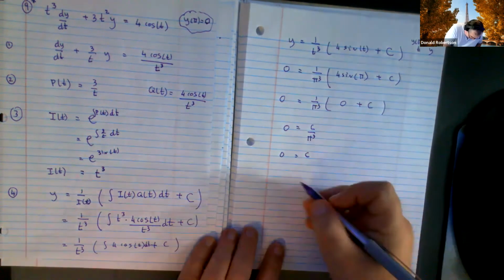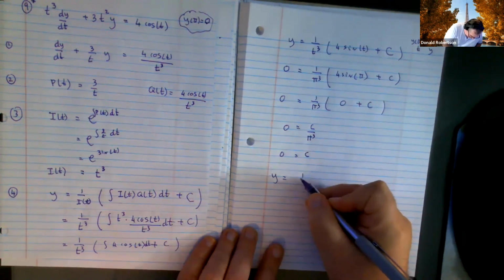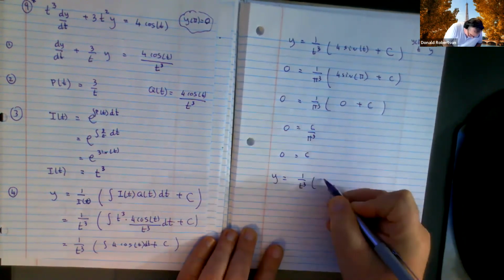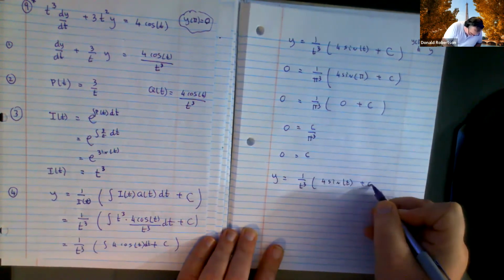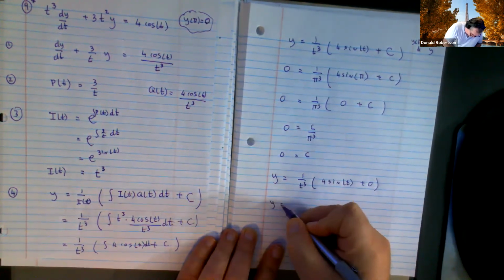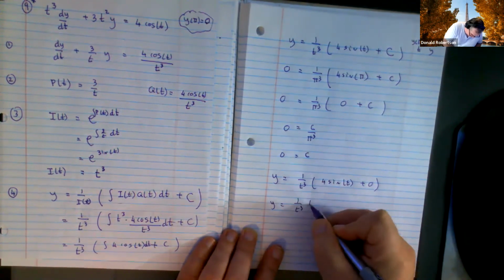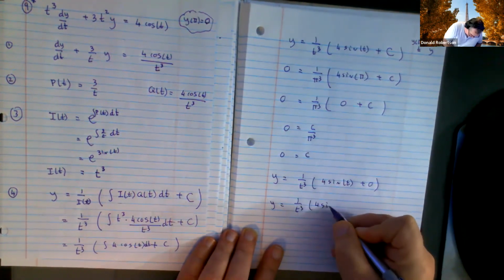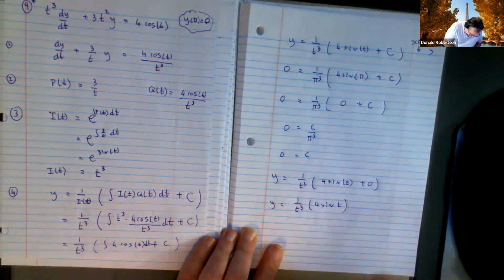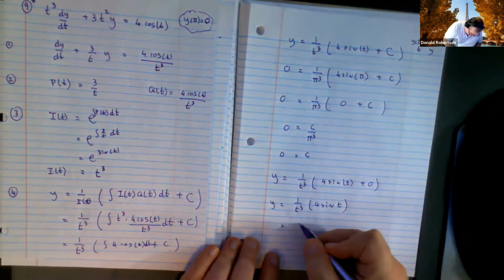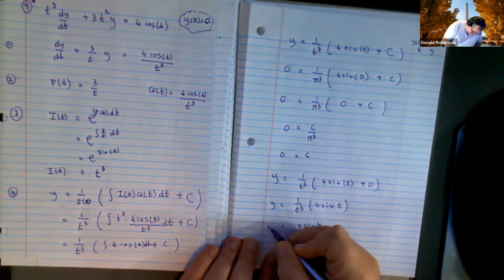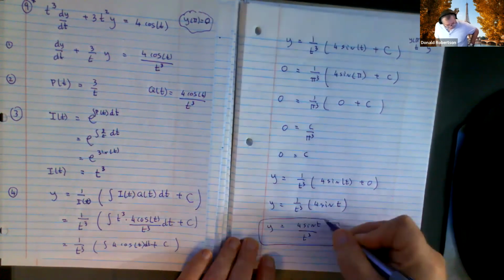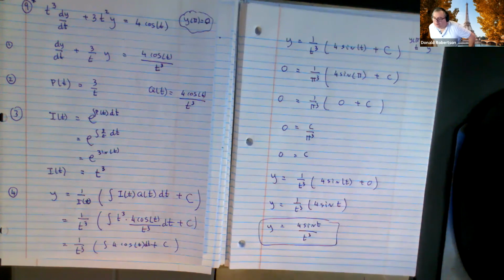Okay, so we now have 1 over t cubed, 4 sine t plus 0. Of course, nobody would write plus 0. In fact, I would probably write it like that. Are we good?